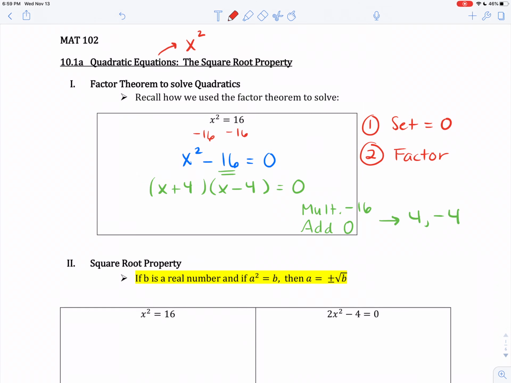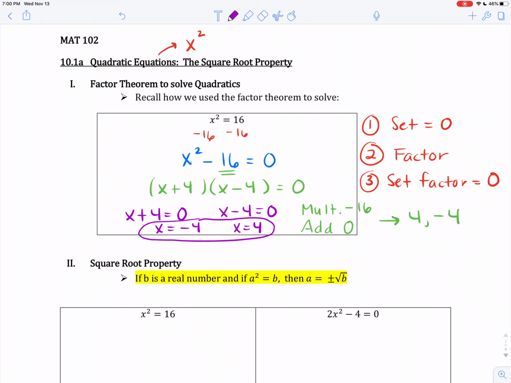And then once we had this thing factored, all we had to do to solve it was take each factor and set it equal to 0. So I would take x plus 4, set it equal to 0. I would take x minus 4, set it equal to 0, and then I would just solve each one. Over here, if I subtract 4 from both sides, I get x is equal to negative 4. Over here, if I add 4 to both sides, I get x is equal to 4. So these would be the two solutions to my quadratic equation, x squared is equal to 16. And I can plug them in and check it.